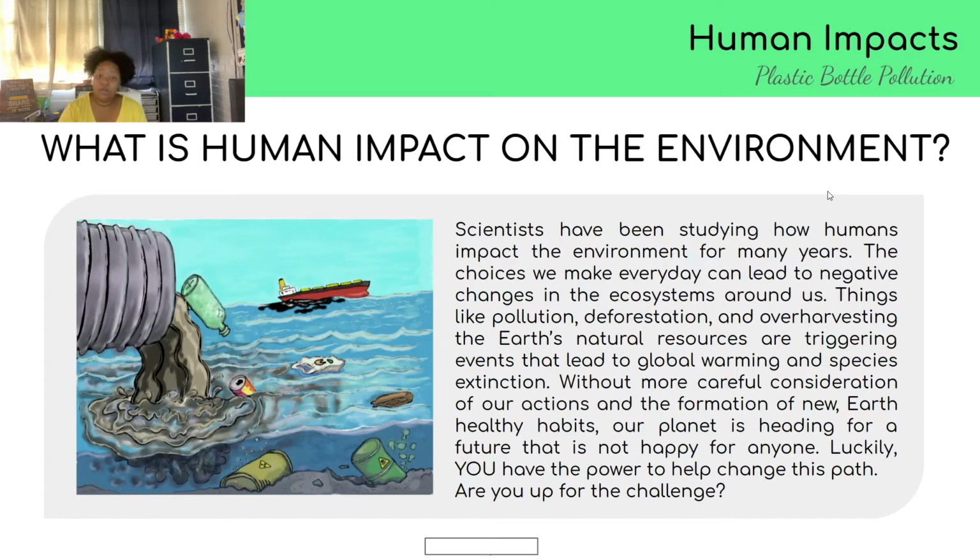Things like pollution, deforestation, and overharvesting the Earth's natural resources are triggering events that lead to global warming and species extinction. Without more careful consideration of our actions and formation of new Earth-healthy habits, our planet is heading for a future that is not happy for anyone.